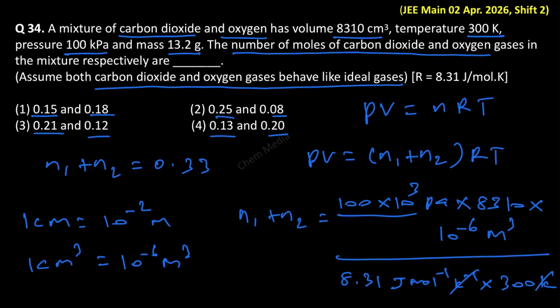Now this is 10 to the power 5, isn't it? And we have 10 to the power minus 6 here, plus we have 10 there. So therefore, they all will cancel out. And then we have 2 zeros here. That means this is 831, isn't it? So 831 and 831 we can cancel. So basically 1 by 3. That's what we are getting. 1 by 3 is 0.33. Therefore, N1 plus N2 is equal to 1 by 3. Let's say this is equation 1.